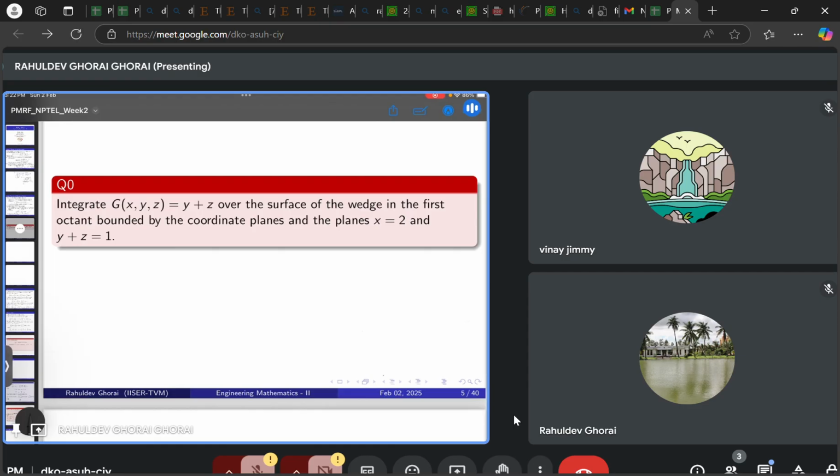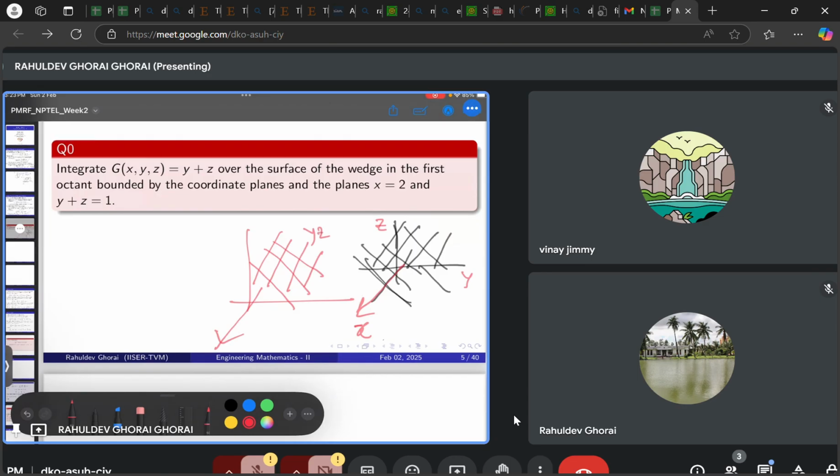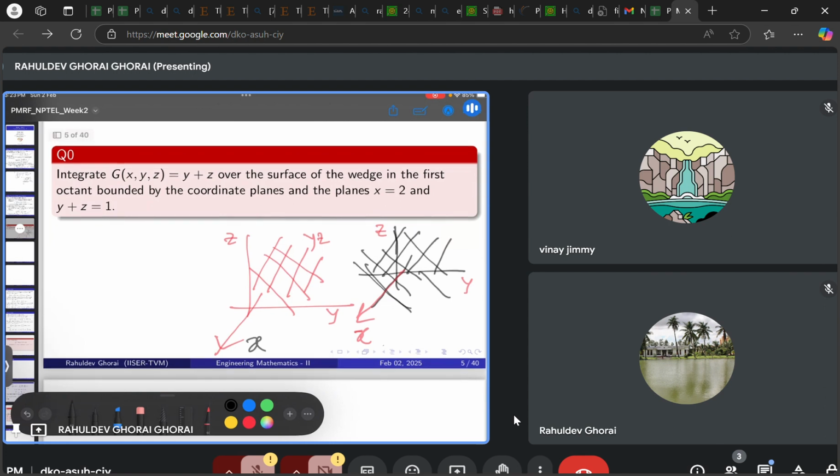Coordinate planes, you know what they mean, right? Let's say this is x, this is y, this is z. This will be the yz plane, right? And again, this one will be the zx plane, and this will be the xy plane.